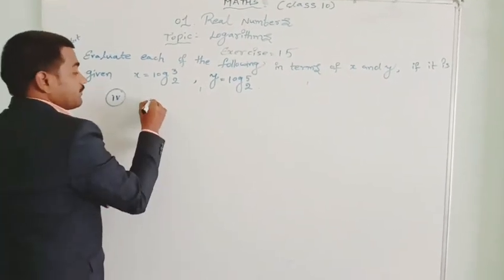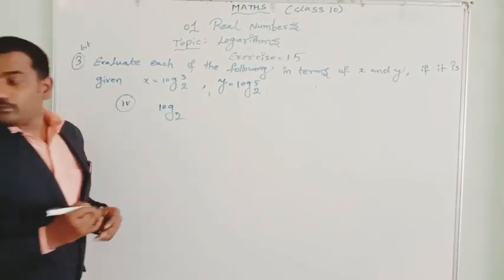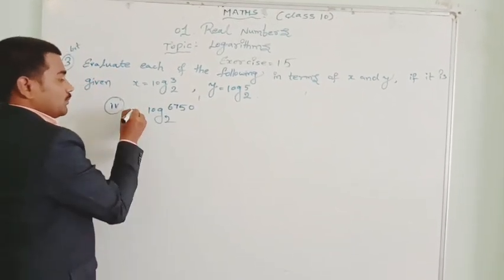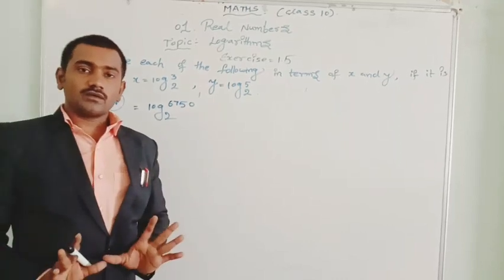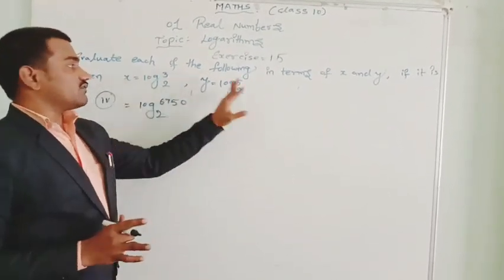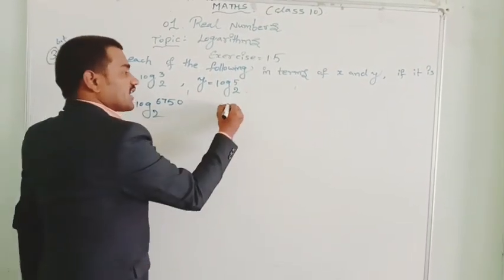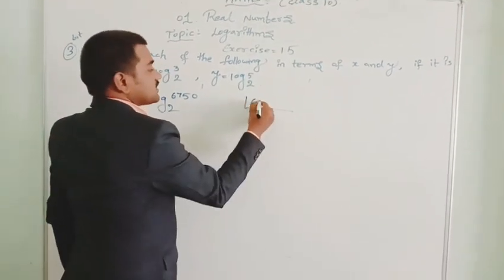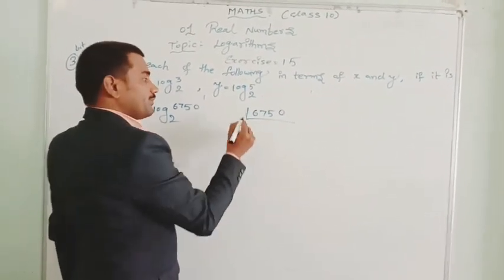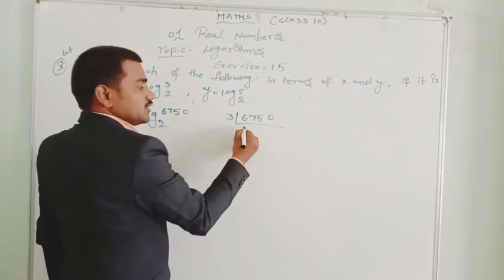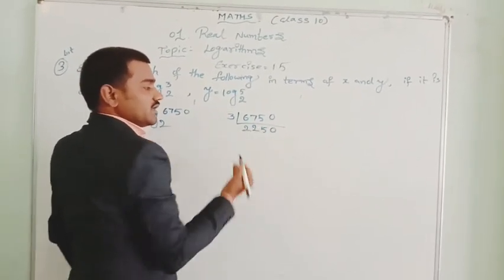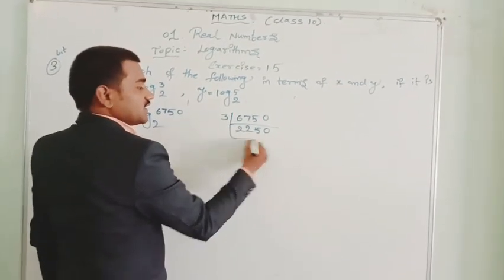We'll learn slowly. So, log 6750 base 2. Let's solve this now. How can we change this in terms of 3 and 5? By factorization. Let's factorize 6750. Normally we go for 2 or 3. 3 2s are 6, 3 5s are 15, and 0. That's finished.